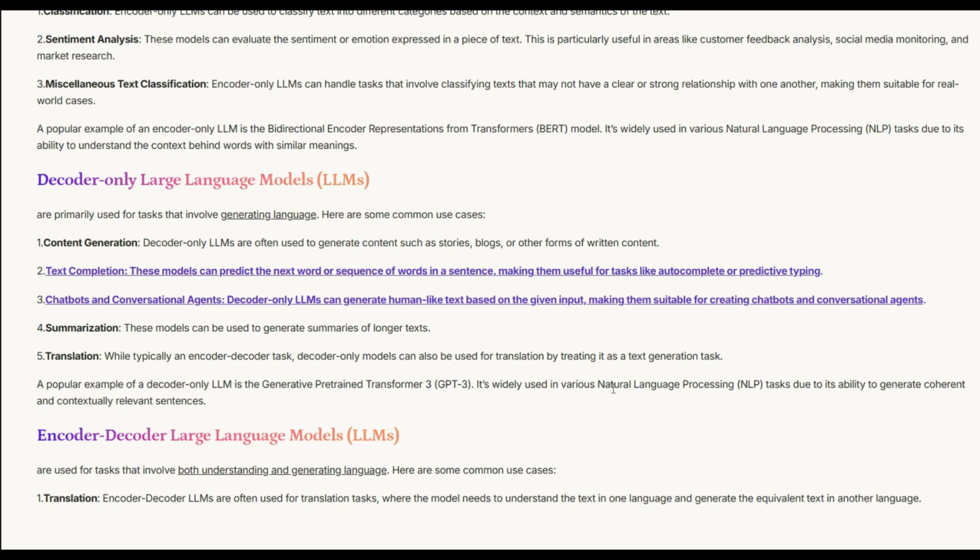It's widely used in various natural language processing, NLP tasks, due to its ability to generate coherent and contextually relevant sentences.